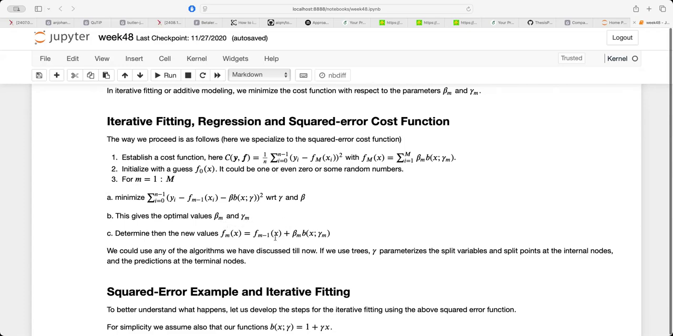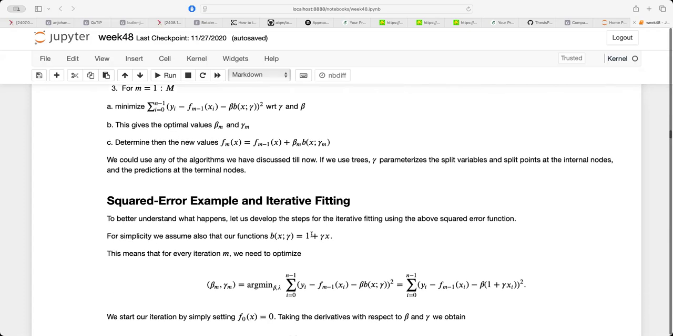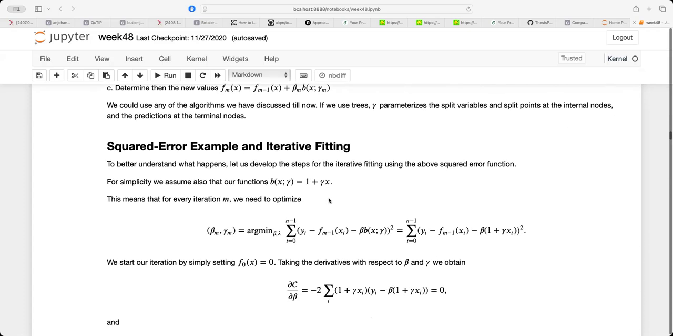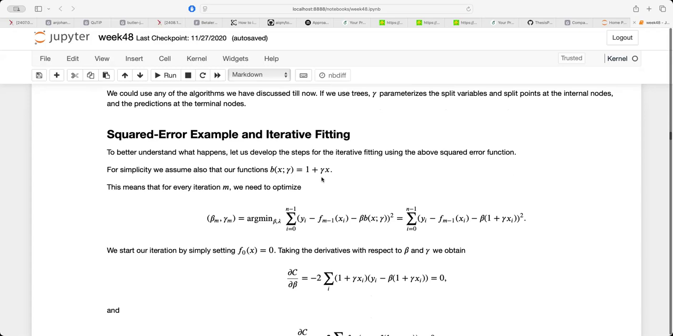We find them, and then we keep iterating like this, where this b could be a decision tree, or as we showed in the examples last week, we let this b just be a polynomial of first order. So that's a very, very simple regression type of model. So what you would do in every step is to calculate the derivative with respect to these parameters.